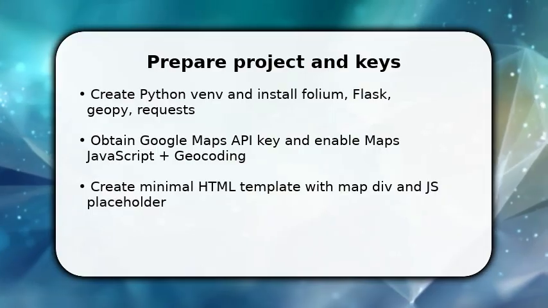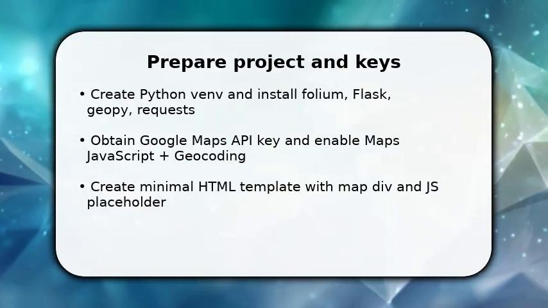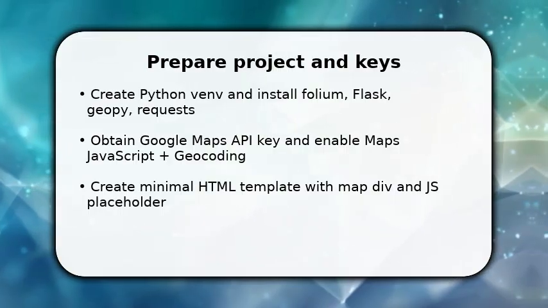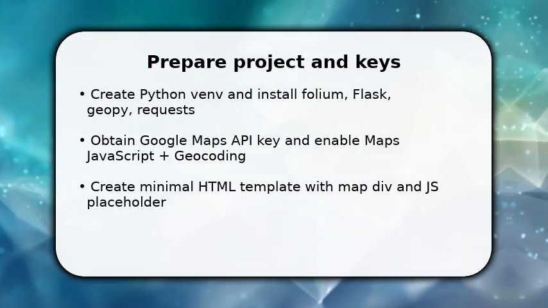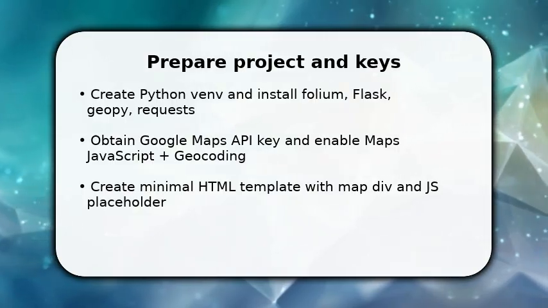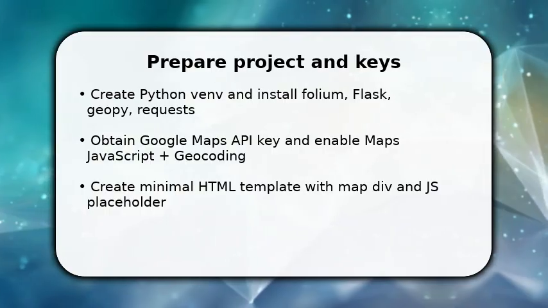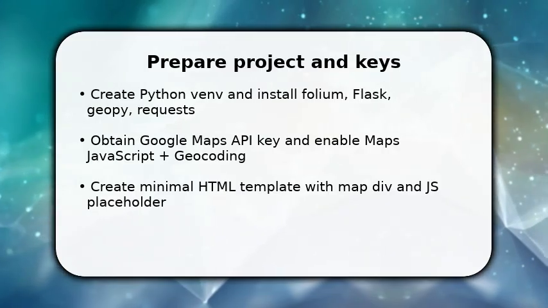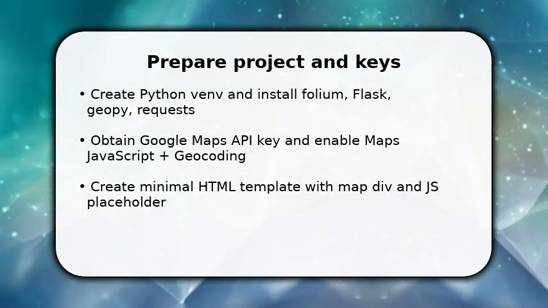You'll start by initializing the project and securing your API key. That key lets the browser load live map tiles and geocoding. Once done, create a Python virtual environment and pip install Folium, Flask, GeoPy, and requests so you have both server and mapping tools. Next, scaffold a simple Flask app and an HTML file containing a map container div.